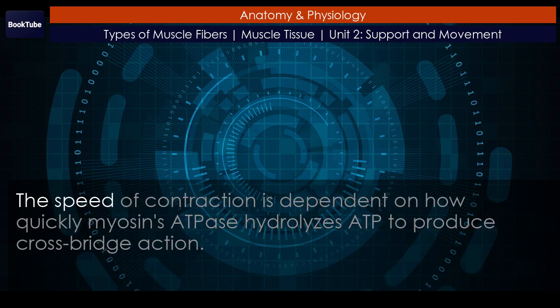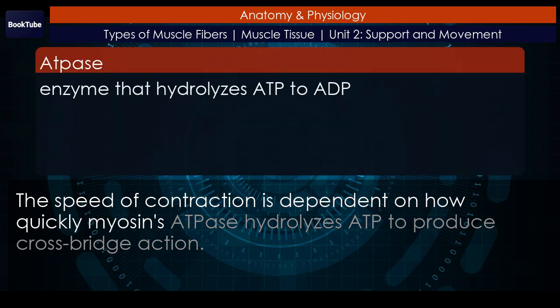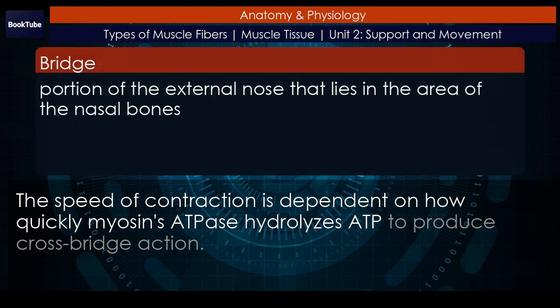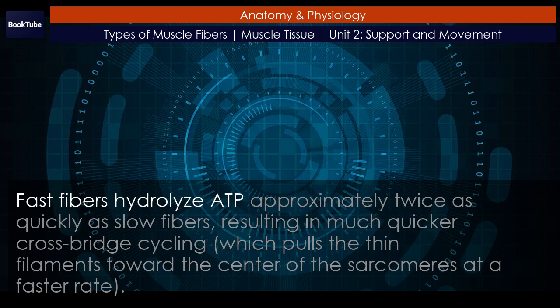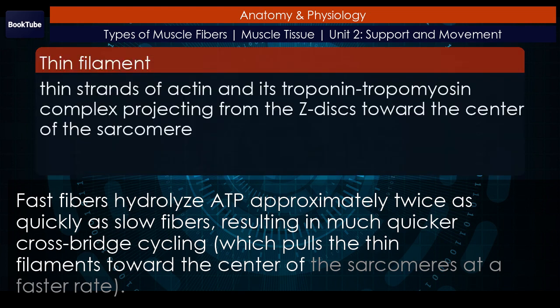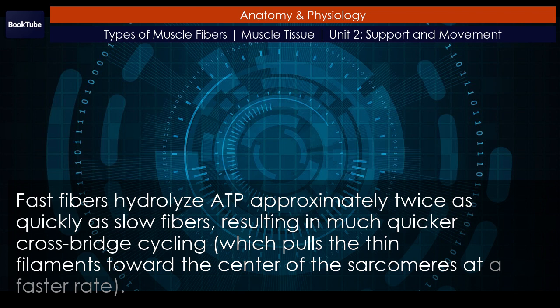The speed of contraction is dependent on how quickly myosin's ATPase hydrolyzes ATP to produce cross-bridge action. Fast fibers hydrolyze ATP approximately twice as quickly as slow fibers, resulting in much quicker cross-bridge cycling, which pulls the thin filaments toward the center of the sarcomeres at a faster rate.